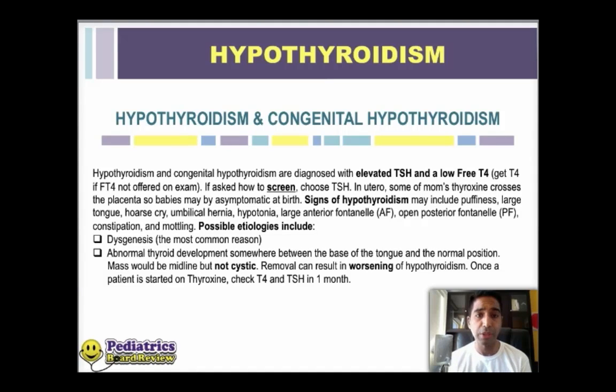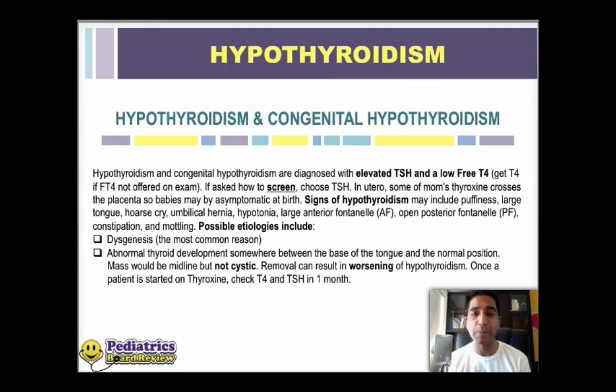Possible etiologies include dysgenesis, so that's the most common reason, meaning that your thyroid gland didn't even form. And then it can also occur because you have abnormal thyroid development somewhere else. This is usually between the base of your tongue and the normal position of the thyroid gland. You would notice a mass that is midline but not cystic. If it's cystic, it's something else, and we'll talk about that in a minute.